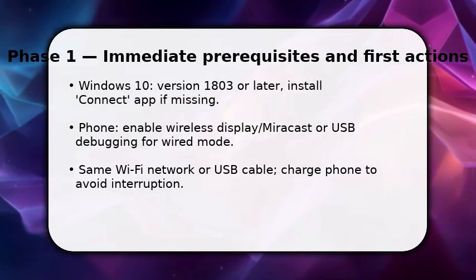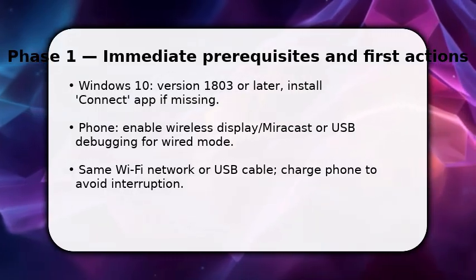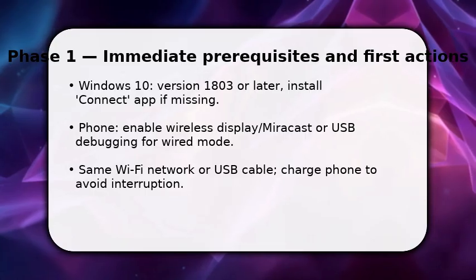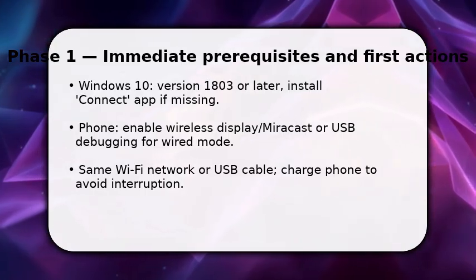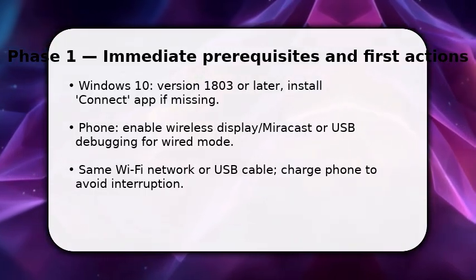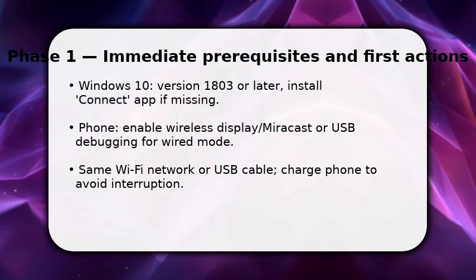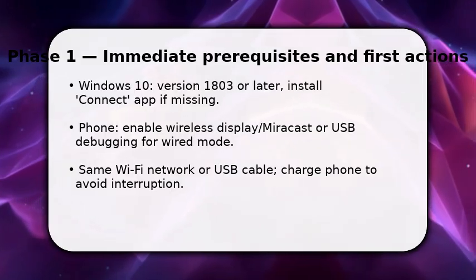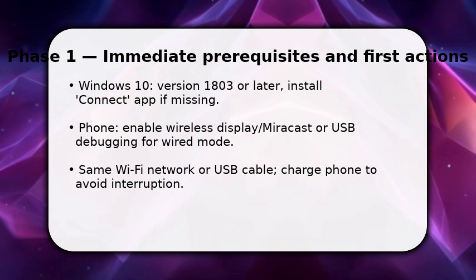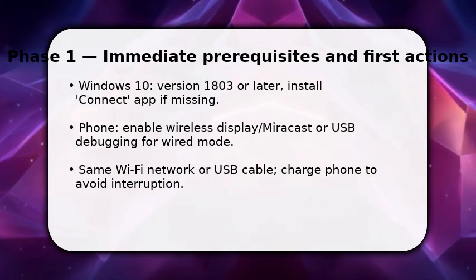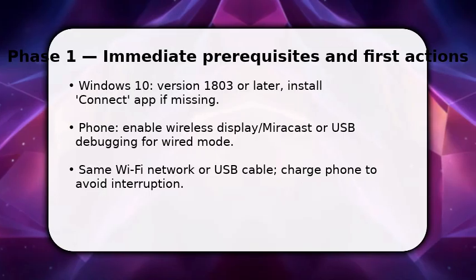First, open Settings on Windows and search Projecting to this PC to enable discovery. This allows your PC to act as a receiver. Once done, make sure your phone is on the same Wi-Fi network as the PC, or connect the USB cable. Wired is more reliable for video. These steps prepare both devices to negotiate the connection.